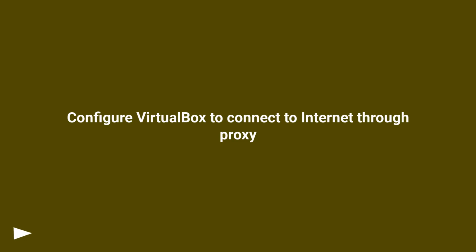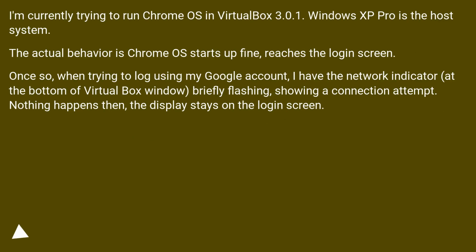Configure VirtualBox to connect to the internet through a proxy. I'm currently trying to run Chromeos in VirtualBox 3.0.1. Windows XP Pro is the host system. The actual behavior is Chromeos starts up fine and reaches the login screen.